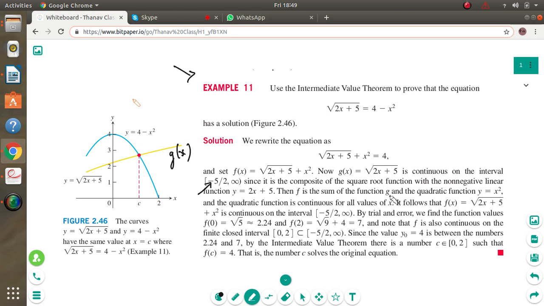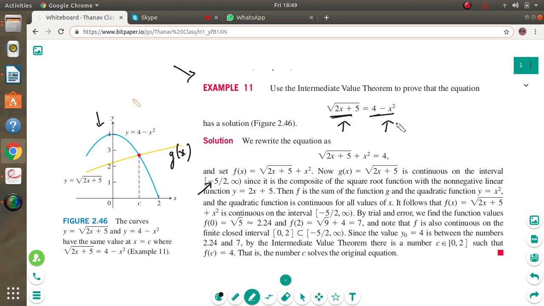Now f is the sum of function g and one quadratic function, that is x squared. That is actually 4 minus x squared. So this here we have and this here we have. This one is the function 4 minus x squared. Now the thing is that when we equate this and this, we will get an intersection.